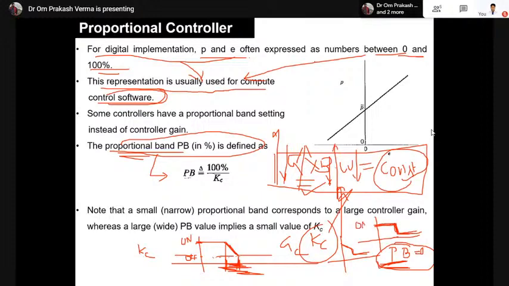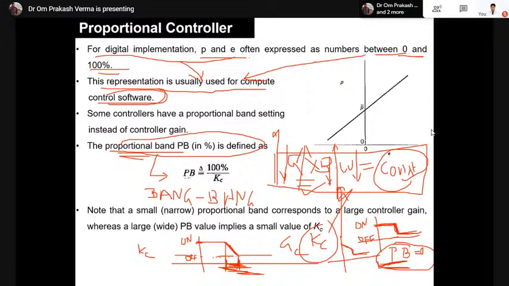This is simply the on off controller, or in some literature it is written as a bang controller. In some books it is written as bang, right? So it means the proportional controller can act as an on off controller when what is the condition?